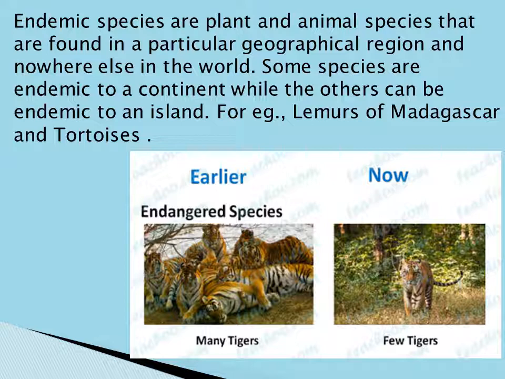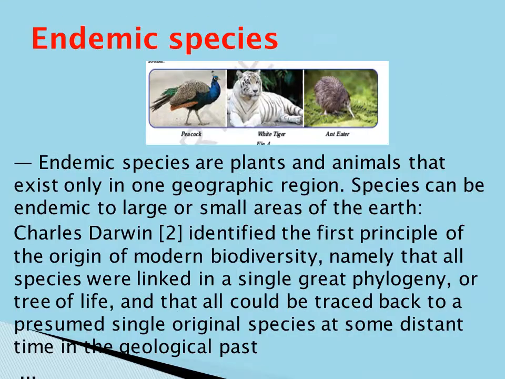Endemic species are plants and animal species that are found in a particular geographical region and nowhere else in the world. Some species are endemic to a continent. They are confined, they live only in one continent, while others can be endemic to an island. Some live near their island only. It is a healthy, happy, comfortable environment for them. They have a comfortable habitat with water, food, space to live there comfortably. So they live near the island. Some live only in the continent. From so many they are becoming very few.